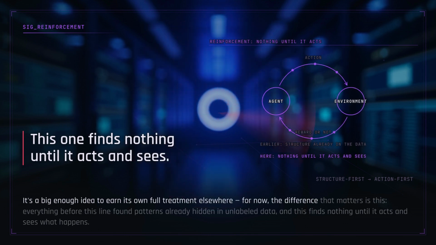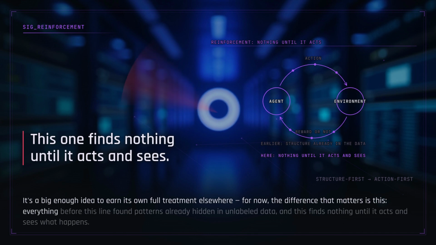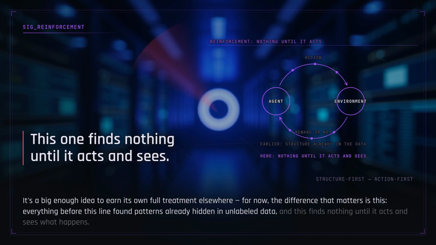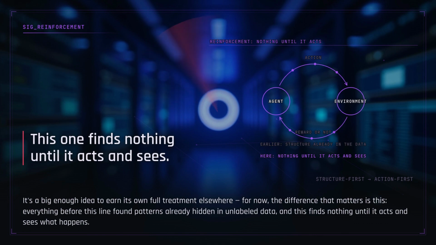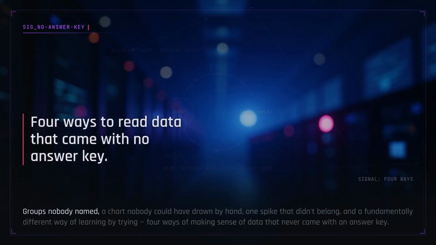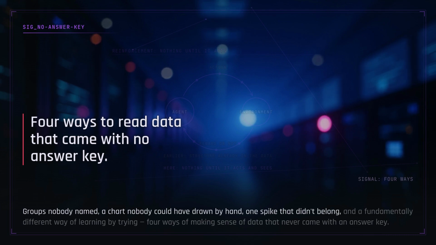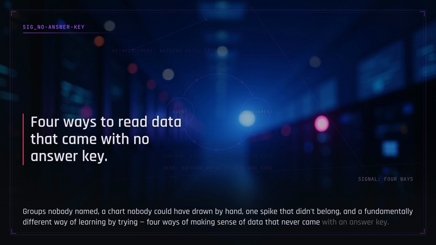For now, the difference that matters is this. Everything before this line found patterns already hidden in unlabeled data, and this finds nothing until it acts and sees what happens. Groups nobody named, a chart nobody could have drawn by hand, one spike that didn't belong, and a fundamentally different way of learning by trying. 4 ways of making sense of data that never came with an answer key.